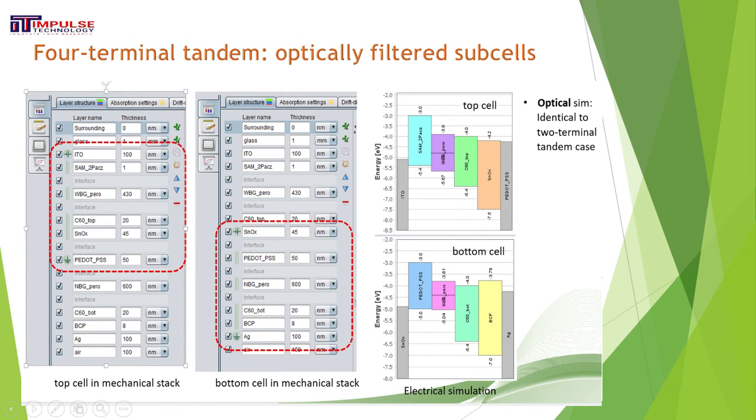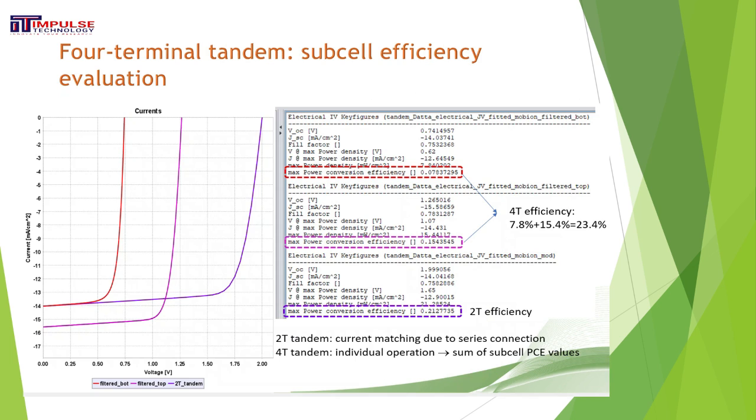It is just some of the screenshots that we have attached here, and it is the 4 terminal tandem subcell results. You can see electrical key figures for the top filter and their results, and for the bottom. Setfos gives you the ability to compare your results. Here is the two terminal efficiency and the bottom and top. Then you can add them and it will give the 4 terminal efficiency. In the 2 terminal you can see the series connection, and in the 4 terminal you can see individual operations.